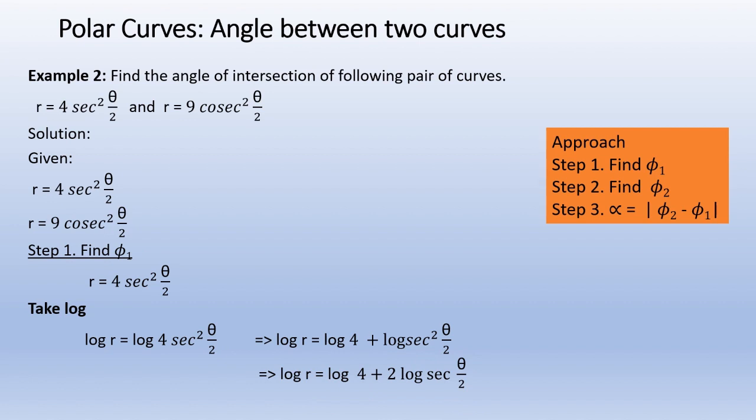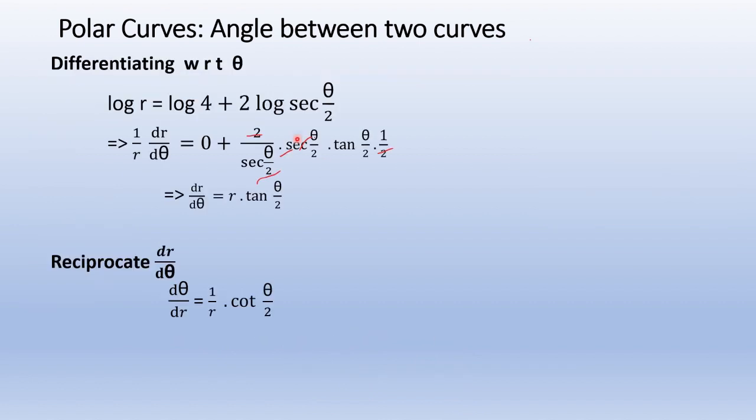Differentiating with respect to theta, log r gives 1 by r dr by d theta. Log 4 is 0 as 4 is a constant. Differentiation of a constant is 0. Here, 2 is a constant, taken out. Log sec theta by 2 gives 1 by sec theta by 2 times sec theta by 2 tan theta by 2 times 1 by 2. Thus dr by d theta is equal to r times tan theta by 2. Reciprocate dr by d theta. r will be 1 by r. Tan theta by 2 will be 1 by tan theta by 2, which is cot theta by 2. We get this.